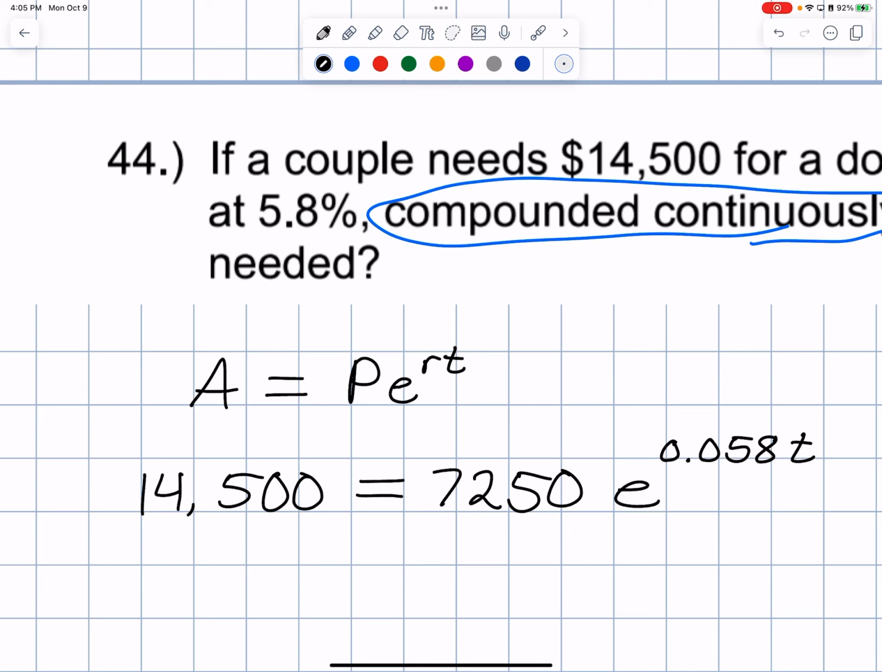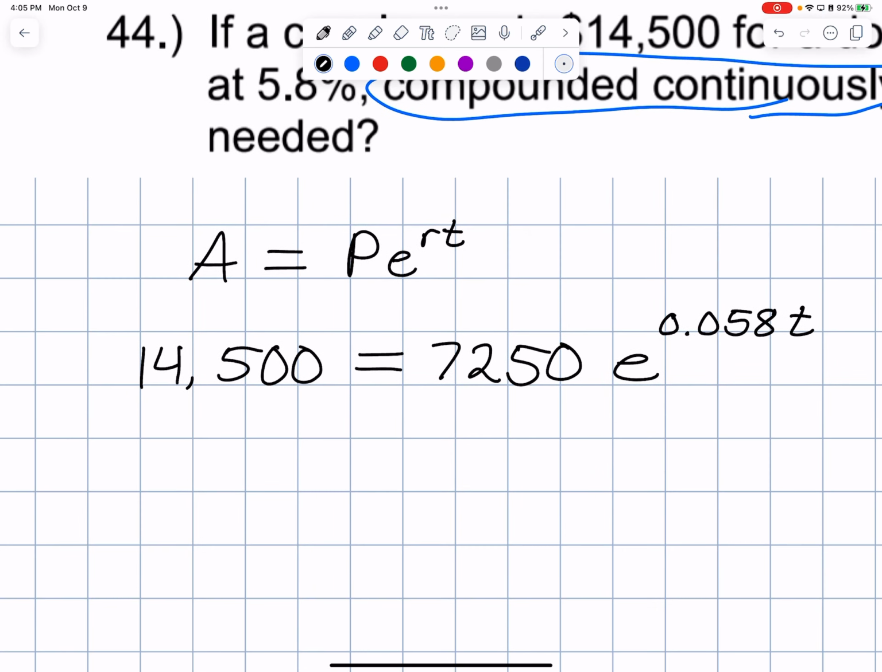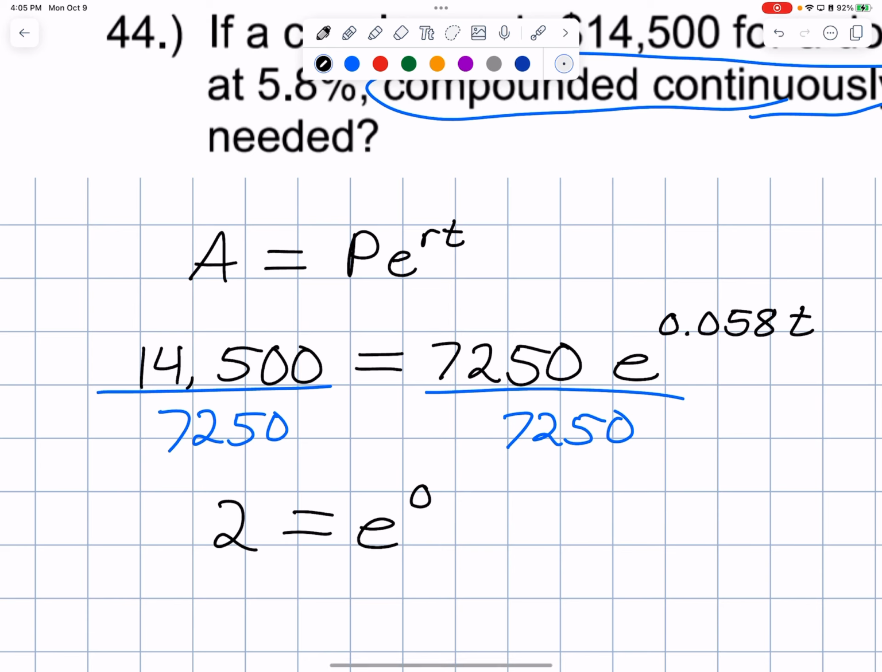From here, it's the same exact strategy. Get the thing by itself. If it's an exponential, write it as a logarithm. If it's a logarithm, write it as an exponential. This is an exponential. We're going to first get it by itself, so I'm going to divide both sides by 7,250. And when I do that, I'm pretty sure it's just 2. I will get 2 equals e to the 0.058t.